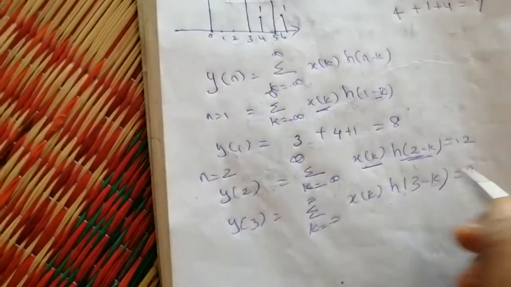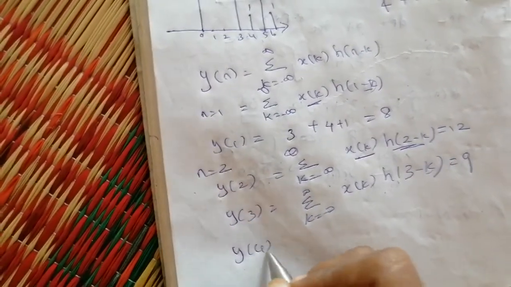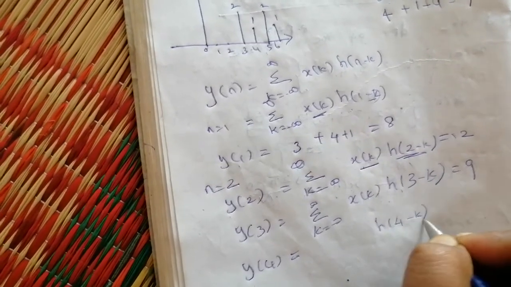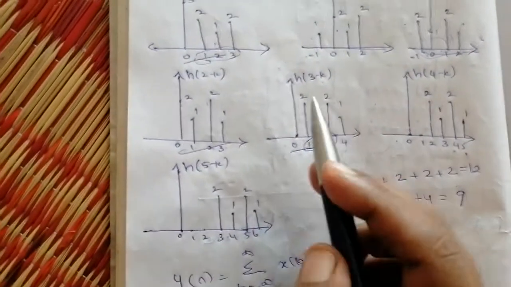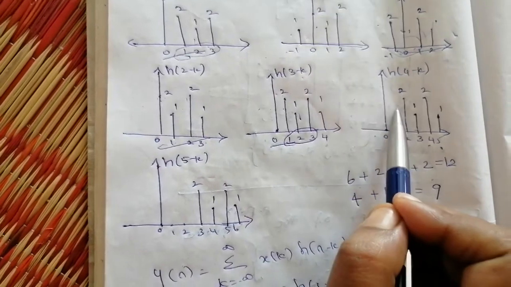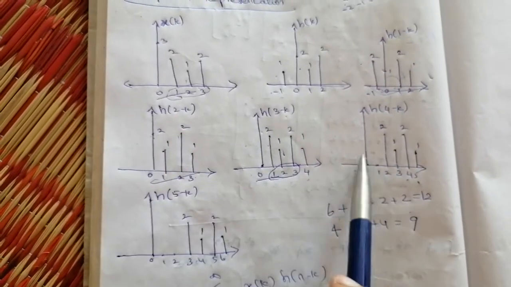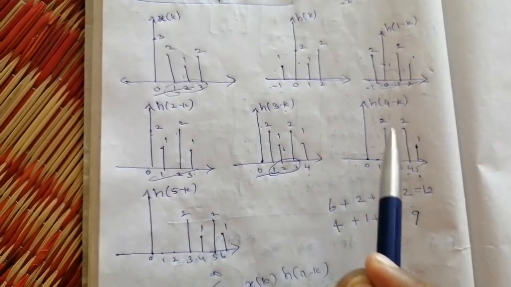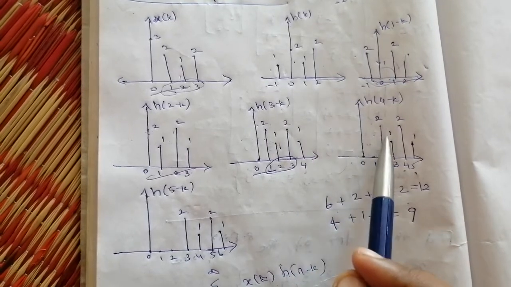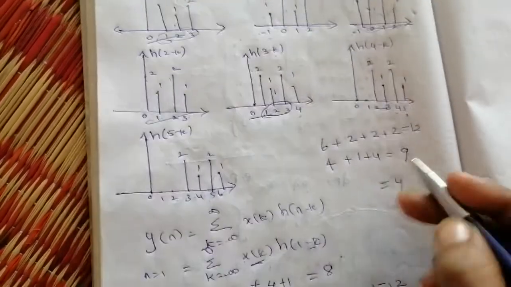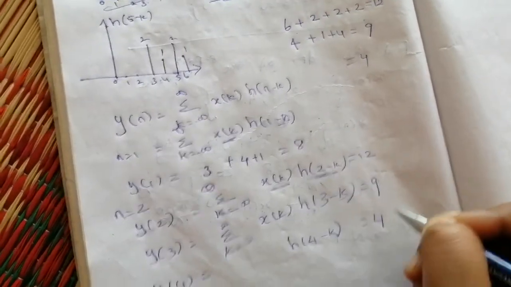Next, y of 4. Substitute n equal to 4, we get y of 4. So the equation is h of 4 minus k, shifted so that 3 is shifted to 4. Now multiply these two diagrams. The common values are 2 and 3. So 1 2s are 2, 1 2s are 2. So totally 4. So y of 4 is 4.